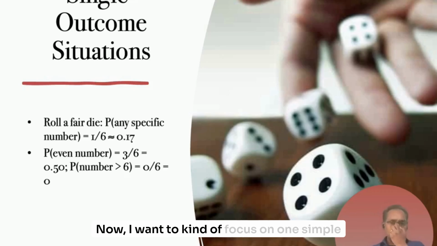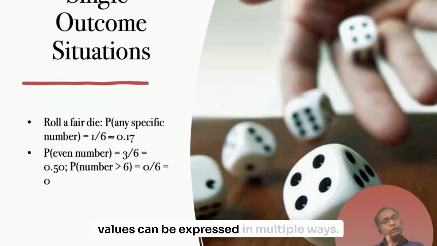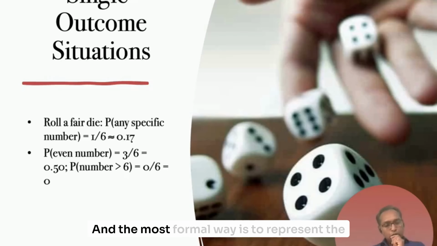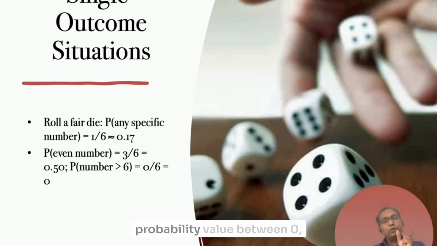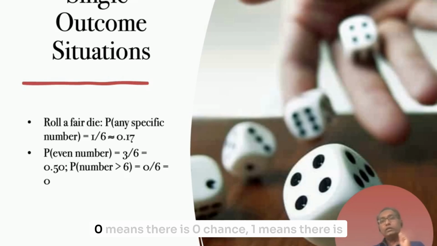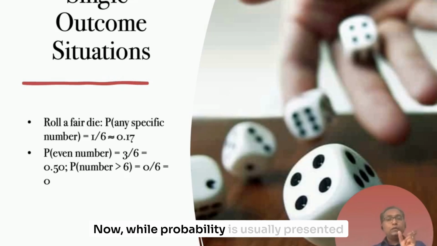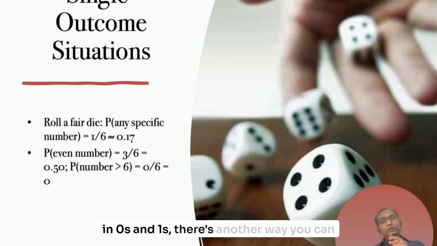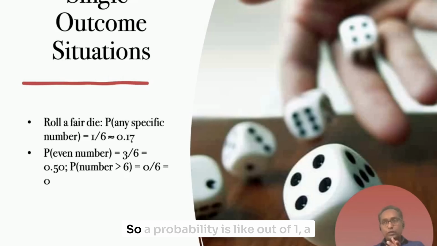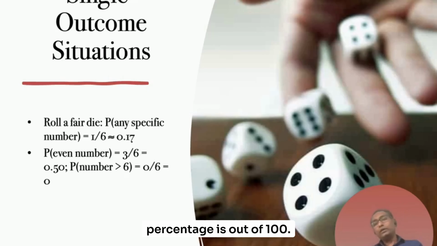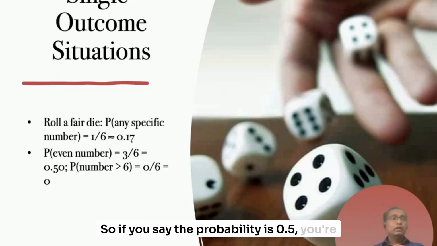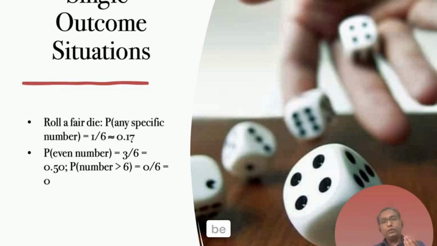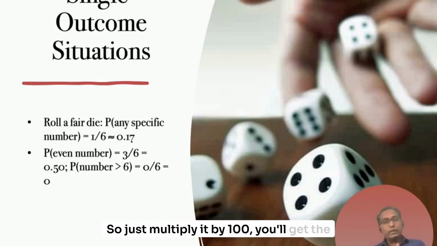Now, I want to focus on one simple thing here. I want you to be aware that probability values can be expressed in multiple ways. The most formal way is to represent the probability value between 0 and 1. 0 means there is 0 chance, 1 meaning there is 100% chance. While probability is usually presented between 0 and 1, another way you can present it is in percentages. A probability is out of 1, a percentage is out of 100. So if the probability is 0.5, the probability in percentages would be 50%. Just multiply it by 100, and you'll get the percentage.